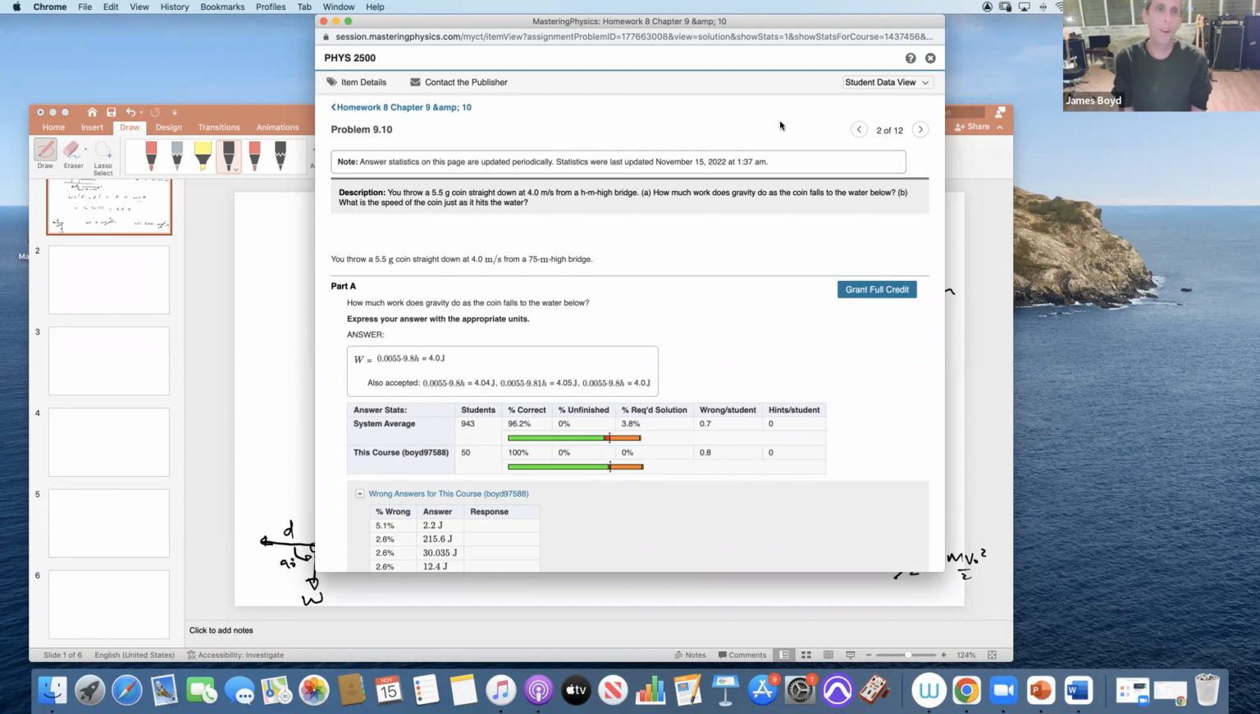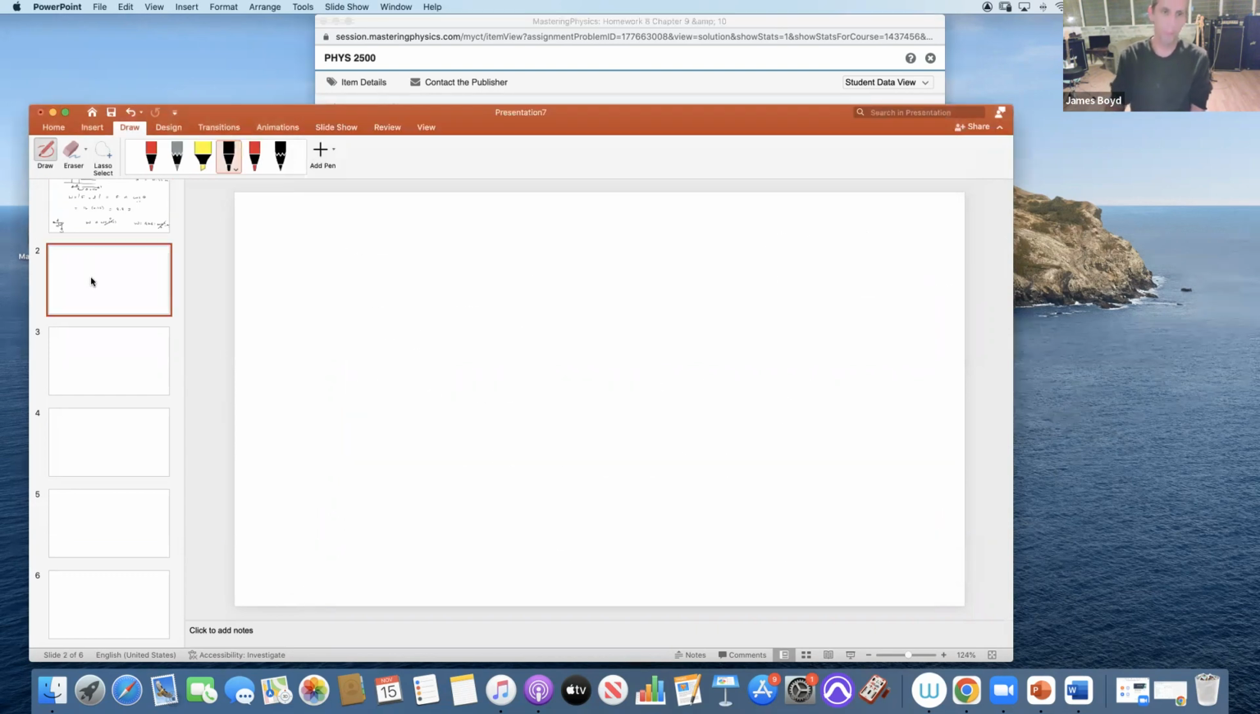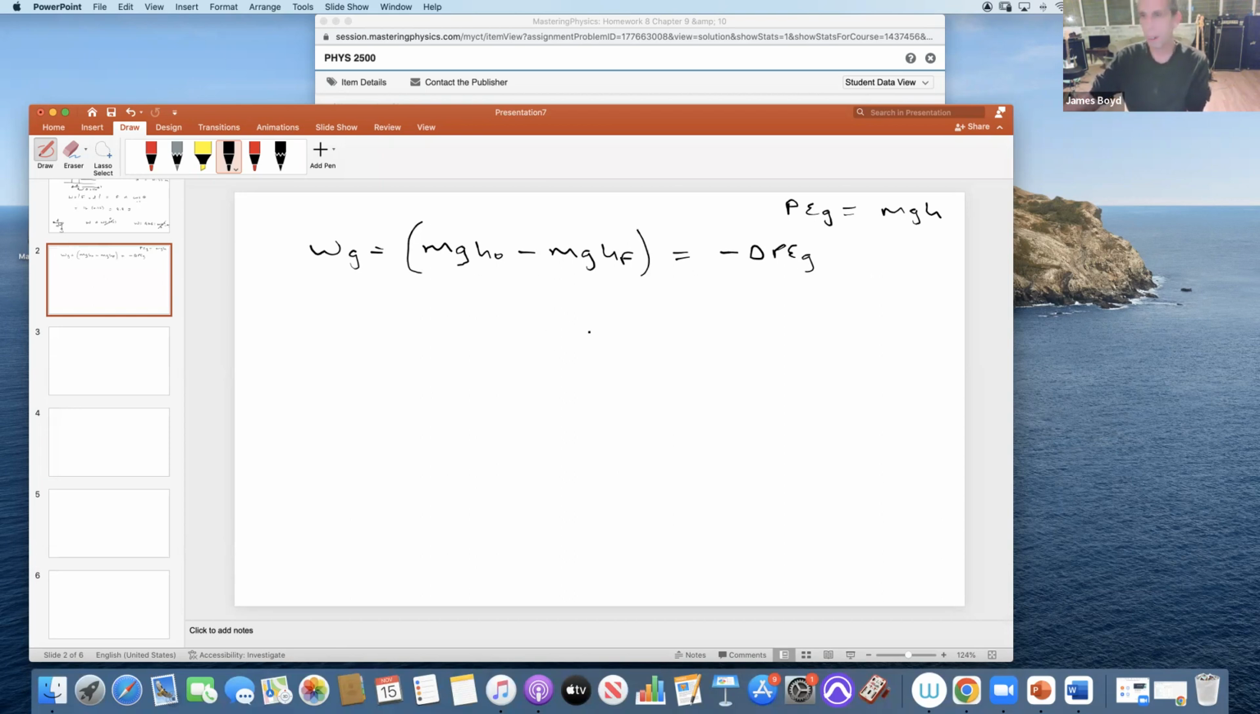All right. So in this one, we're going to throw a coin straight down at 4 meters per second off a 75-meter high bridge. How much work does gravity do as the coin falls? So the work done by gravity is actually mgh initial minus mgh final. The potential energy of gravity is mgh. The work done by gravity is the negative of the change of potential energy, and the change would be mgh final minus mgh initial. So this is the work done by gravity.